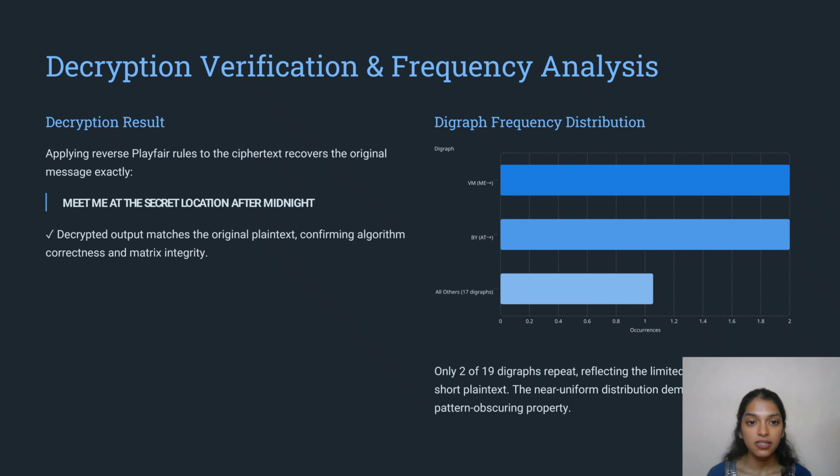Out of our 19 ciphertext digraphs, only 2 out of 19 repeat, those being VM and VY. This means 17 out of 19 digraphs appear just once each, giving us a near uniform distribution. This near uniform spread is exactly what makes the Playfair cipher stronger than single letter substitution ciphers. It becomes significantly harder for an attacker to spot patterns and crack the cipher using standard statistical analysis.